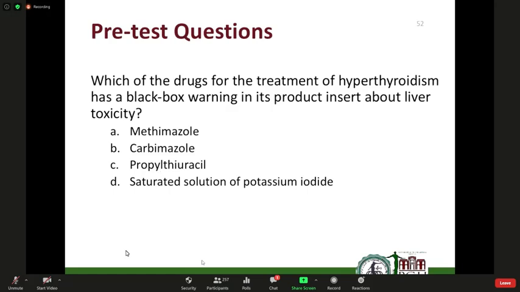Okay. Which of these has a black box warning with regards to liver toxicity? Methimazole, carbimazole, PTU, or iodides? Okay. Thank you, Franz. It's actually PTU. But the last one is saturated solution of potassium iodide. There are also unique adverse drug reactions to SSKI, for most of which is that you can develop angioedema and allergies. So when you give iodides, please also be careful because the risk of allergy is high.